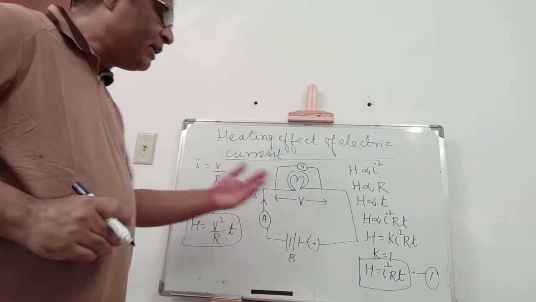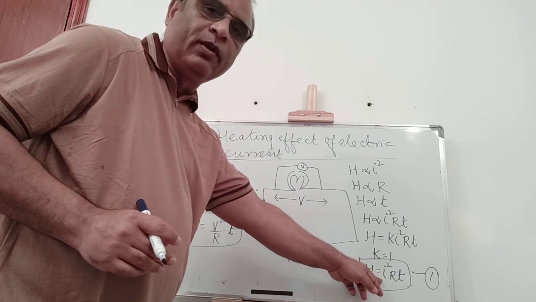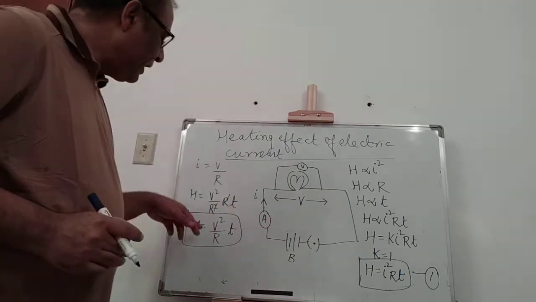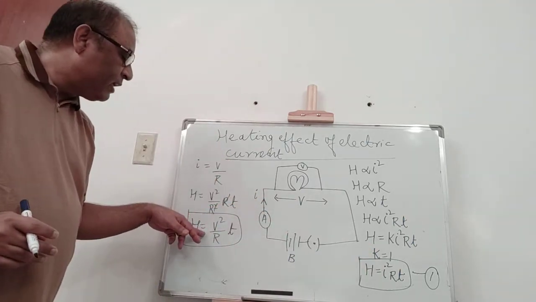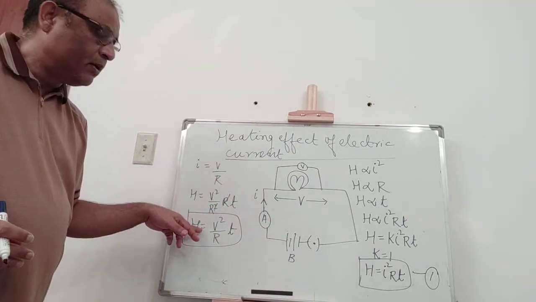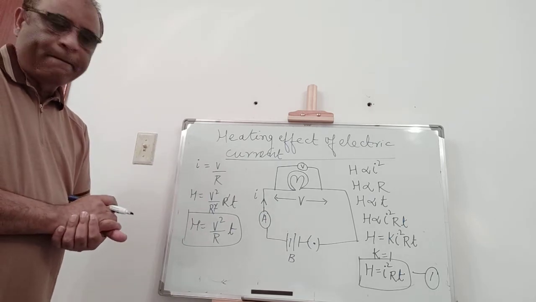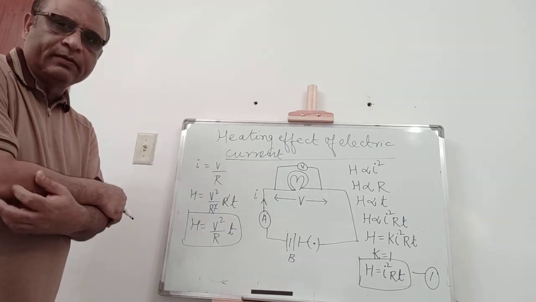When current is given, then we can use the first formula. When potential difference is given, we can use this formula. Got it? Let's see for the other one.